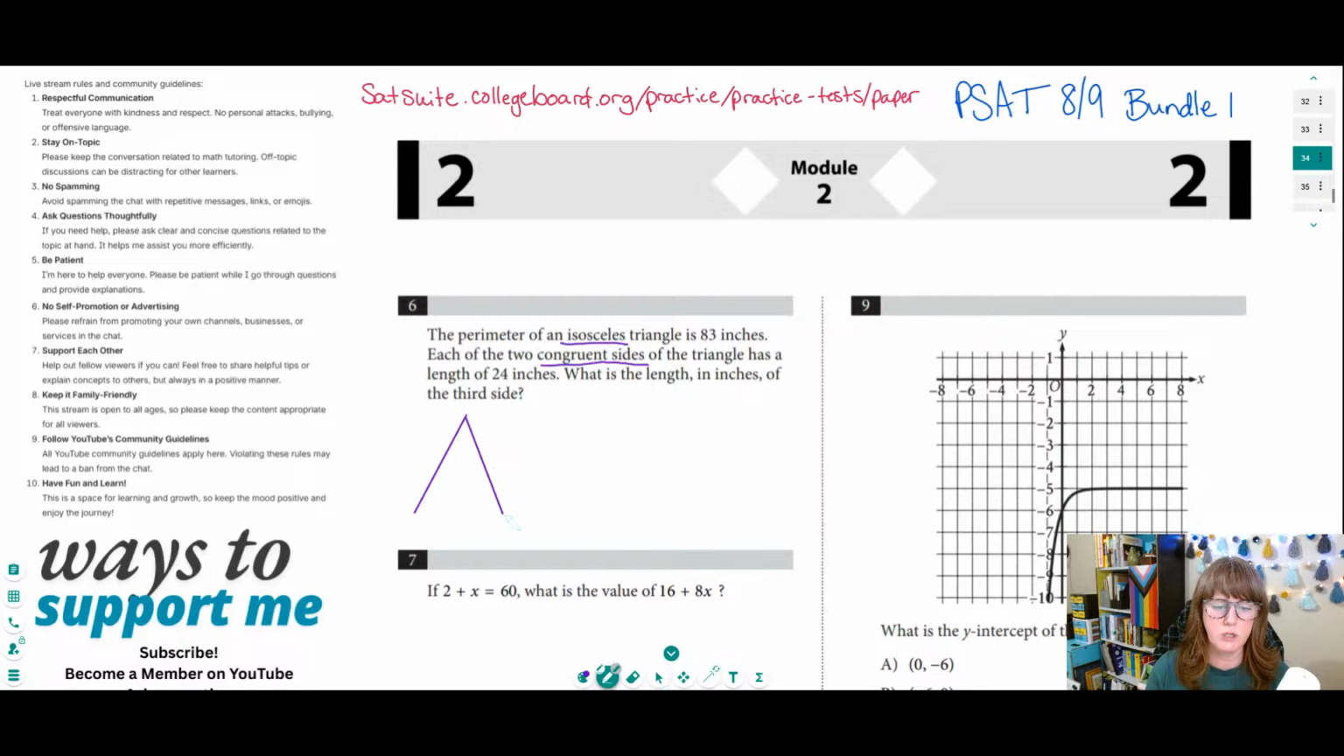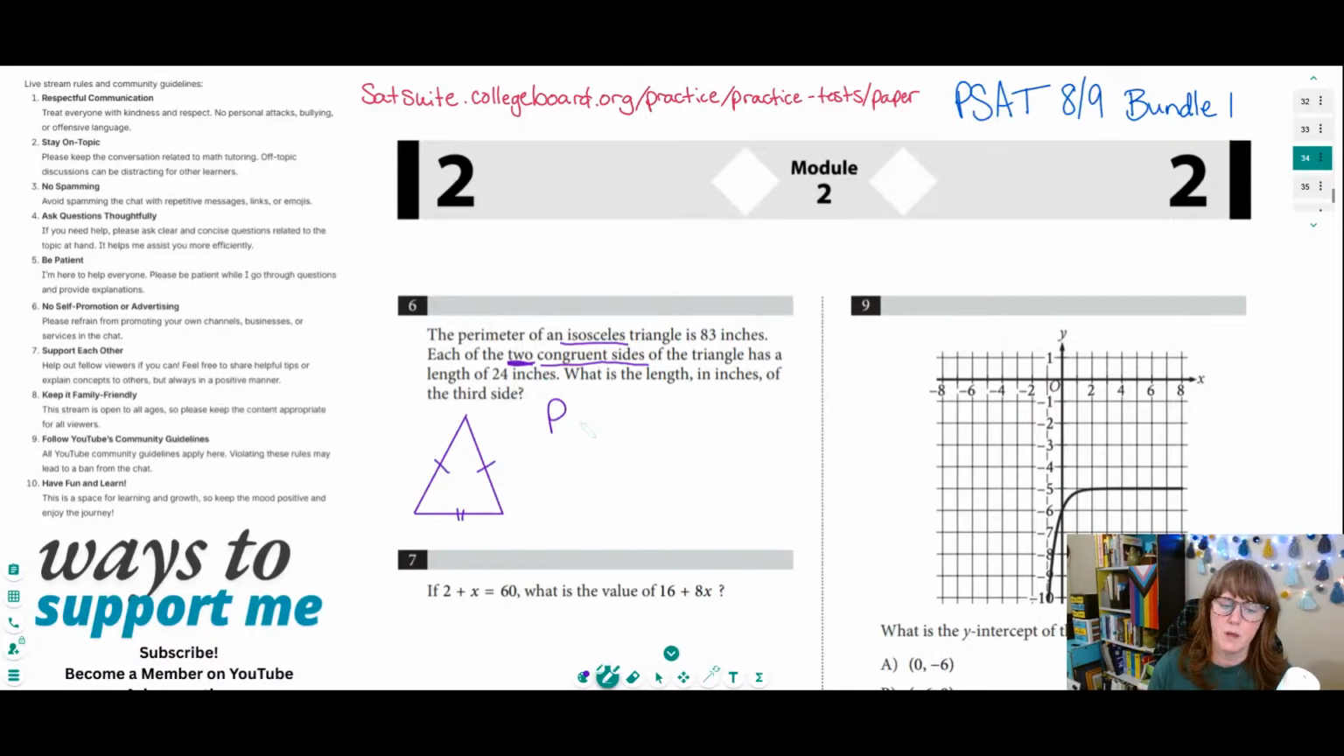An isosceles triangle is a triangle that has 2 sides that are congruent to each other, and then the third side is something different. Usually, there's some technicalities about an equilateral triangle is also an isosceles, but we're talking about a triangle that has 2 sides that are congruent because it tells us here each of the 2 congruent sides of the triangle has a length of 24 inches.